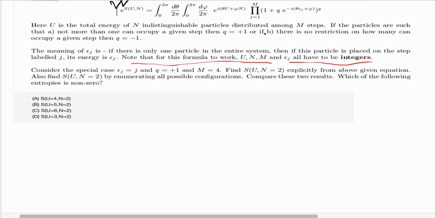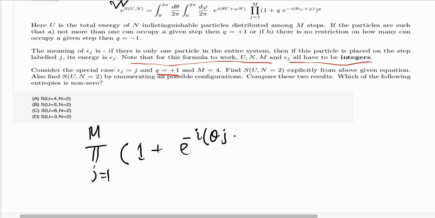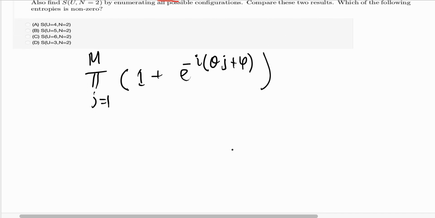So to do so, we require this multiplicative series, because n stairs are there. So 1 plus, and this is actually q is equal to 1. So we put q is equal to 1. So 1 minus i theta epsilon j is actually j theta plus phi, and q is actually 1. So what will it be?